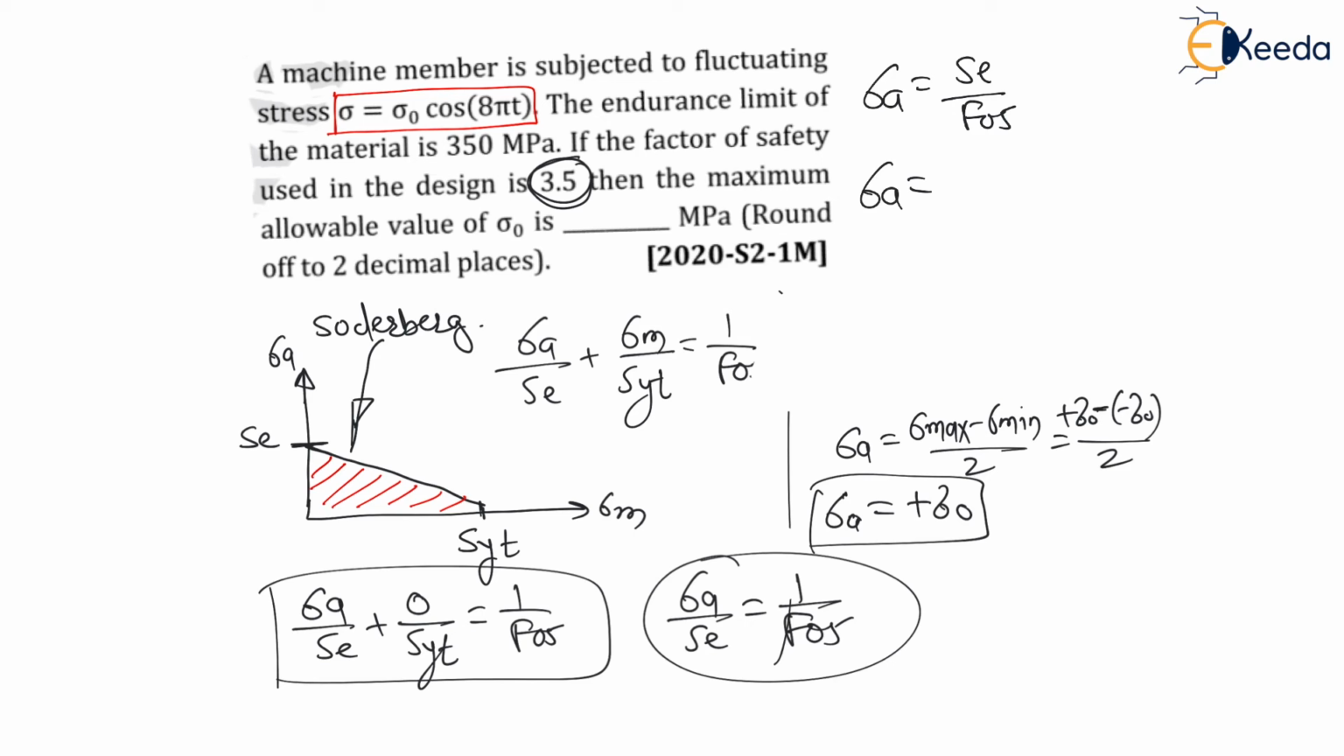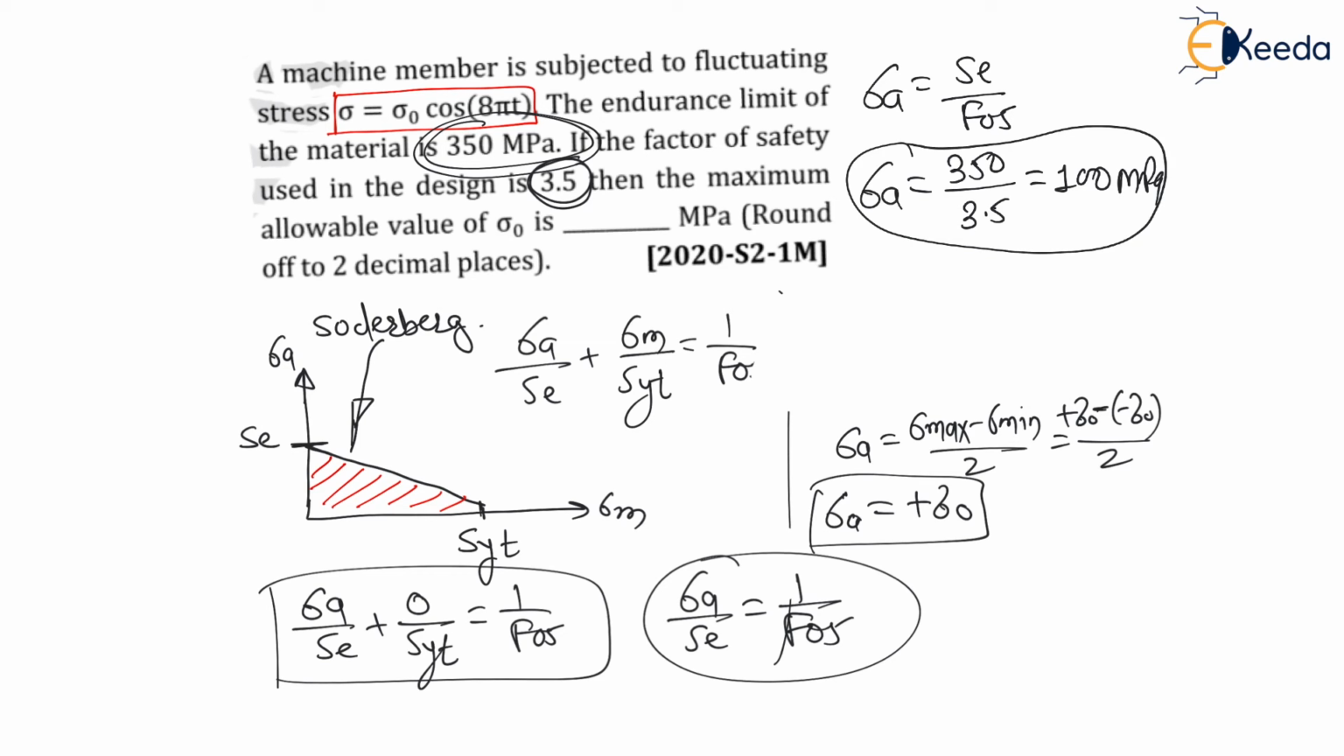SE is provided in the question, that is 350 MPa. 350 MPa is SE, divided by factor of safety 3.5. Therefore if I simplify this, I will get 100 MPa. And this is the stress amplitude. Stress amplitude will be 100 MPa, and we know that stress amplitude is equal to sigma naught. Therefore the maximum possible value of sigma naught will be equal to 100 MPa.